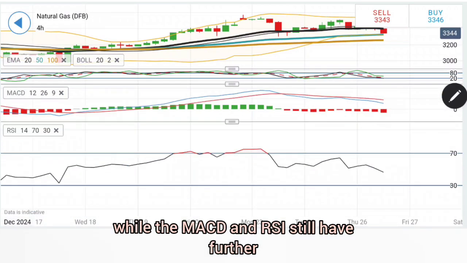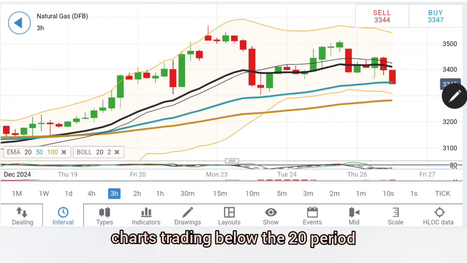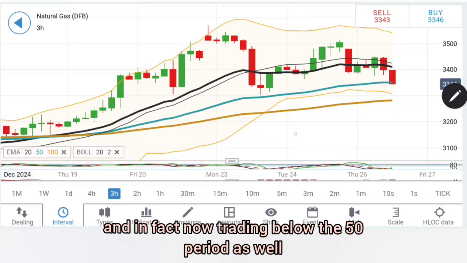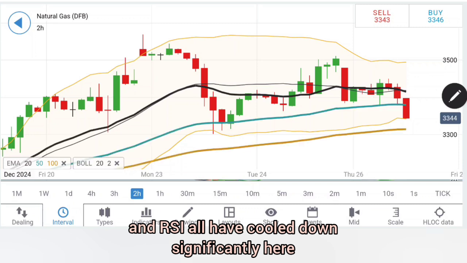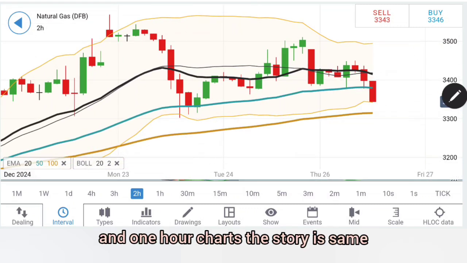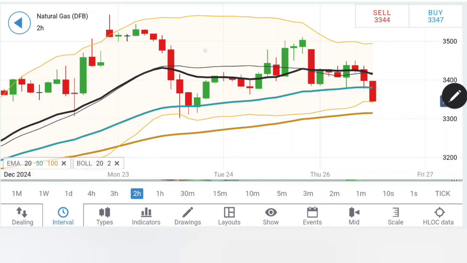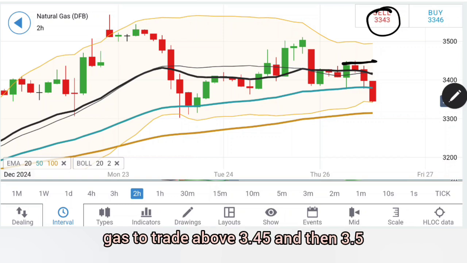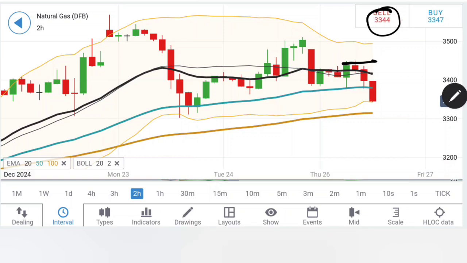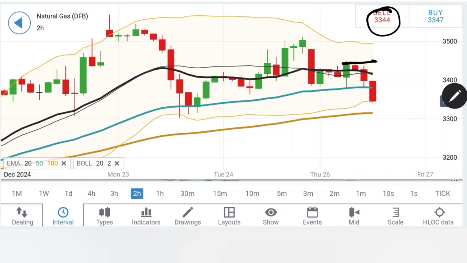Indicators have cooled down, while the MACD and RSI still have room for a further drop. Similar is the observation on the 3-hour charts, trading below the 20 period and in fact now trading below the 50 period as well, though the stochastic, MACD and RSI all have cooled down significantly here. And on the 2-hour and 1-hour charts, the story is the same. So considering this, the only buying entry now in natural gas is about 3.4 levels. It is very, very important for natural gas to trade above 3.45 and then 3.5. Any breakout move beyond 3.5 is a clear sign of reversal towards 3.63, 3.64 and 3.8 levels in the near future. Be mindful of this.